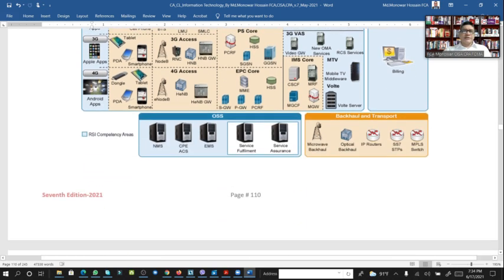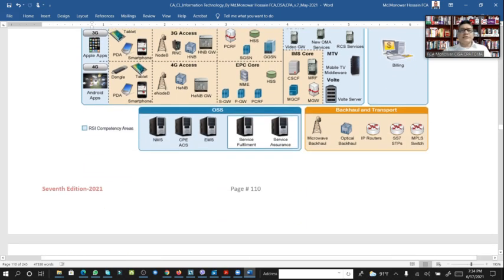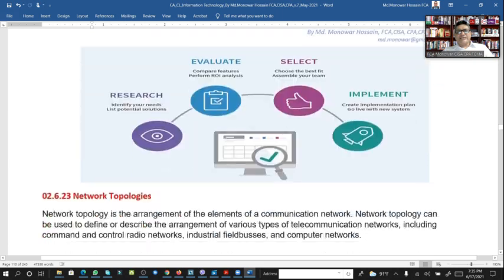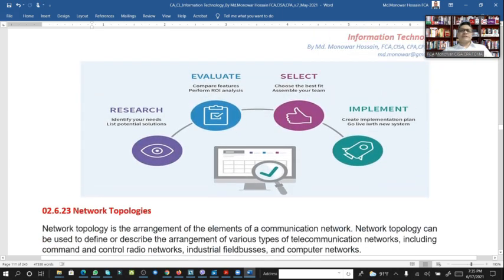So this way we can do work, and that means this support is the backbone of the organization structure, all within the value added service. And here we see the research that identified our organizational need, then evaluate and compare features, how it can help the organization, select the best one, and then implement and continue doing that.